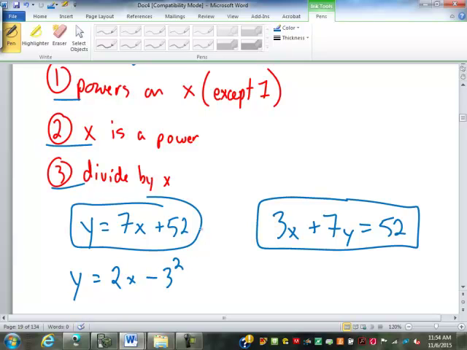How about this one? There's powers in it. Is that a problem? Only if the powers are on the variable. Here, that's 3 to the power 2. This is really nothing more than y equals 2x minus 9. So yes, that will also be a straight line.